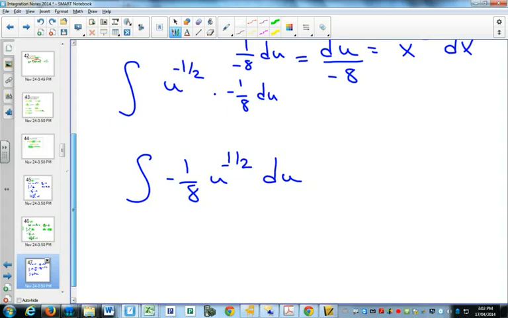Now this is one that's not bad to integrate. We've got negative 1/8 out in front. Adding 1 to the exponent will be 1/2, and then you'd have to divide by 1/2, plus c.